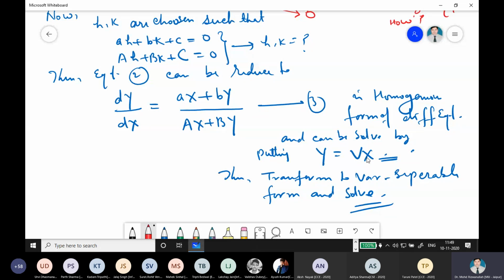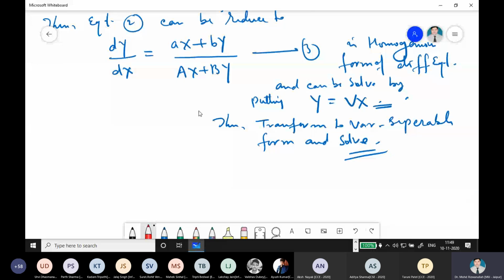So you replace Y by VX, and this will reduce into the variable separable form, and then you apply the solution. So I'm going to stop here at this point because there are some special cases. In the next class we'll discuss some special cases, and then we'll solve the problem.